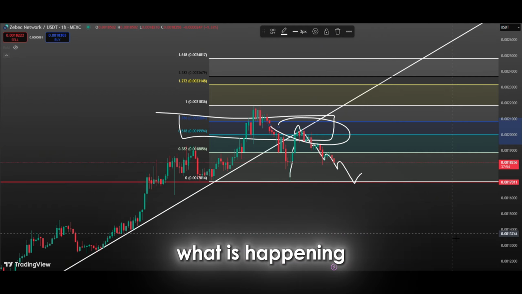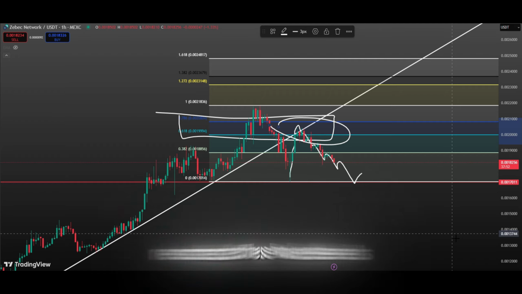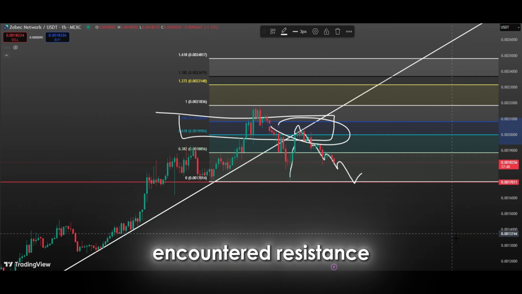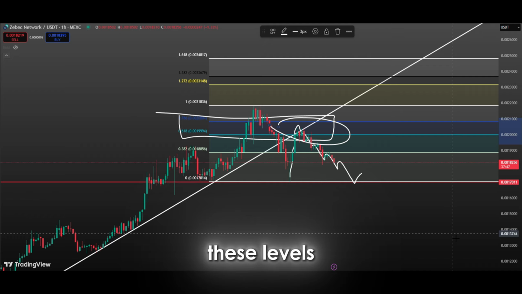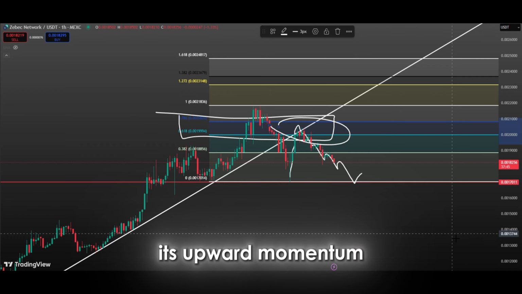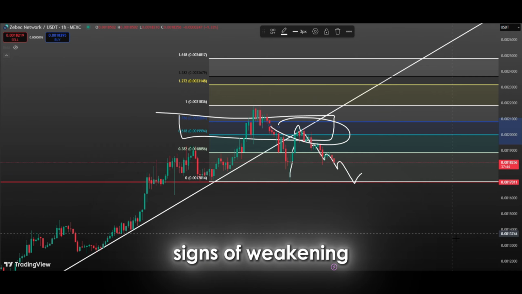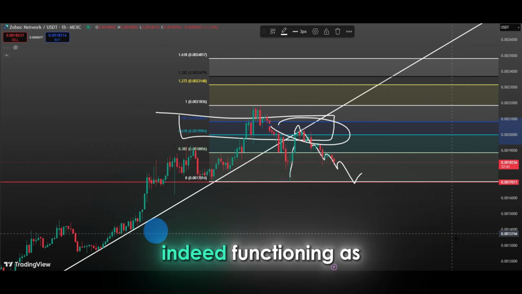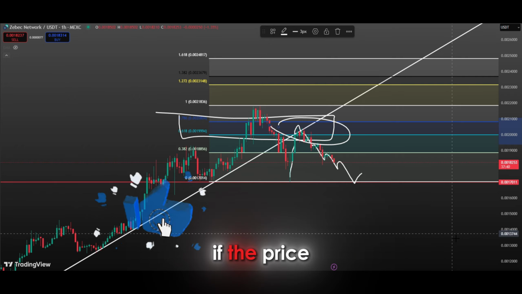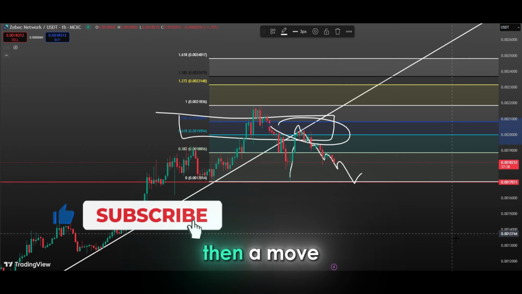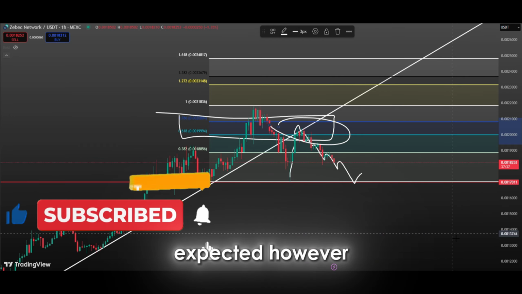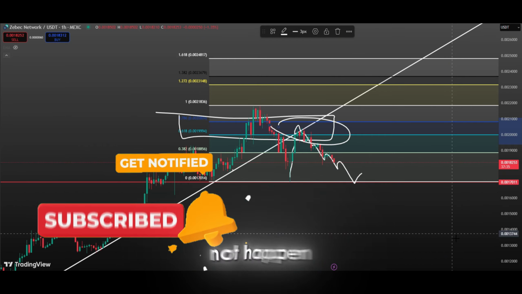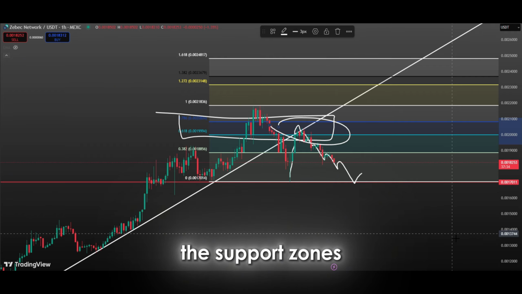This is exactly what is happening in the current scenario. The price has reached these two levels, which were determined by the Fibonacci retracement tool pulled from the top to the bottom, where it clearly encountered resistance. Especially after reaching these levels, the price lost its upward momentum, the candlesticks showed signs of weakening, and the subsequent wave of selling confirmed that technically these levels were indeed functioning as a strong resistance area. If the price had been able to break these areas, then a move towards higher resistance levels could have been expected. However, since this did not happen, investors' attention has now turned back to the support zones below.